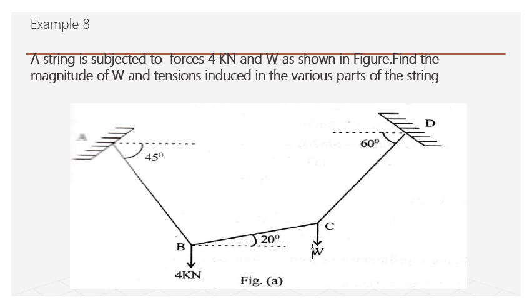Let's move on to the next problem. Here the string is subjected to the forces 4 kilonewton and W as shown in the figure. Find the magnitude of W and the tension induced in various parts of the string, that is AB, BC and CD. Similar to almost the first problem, but there BC was horizontal, here BC is inclined at 20 degrees. Observe the diagram.